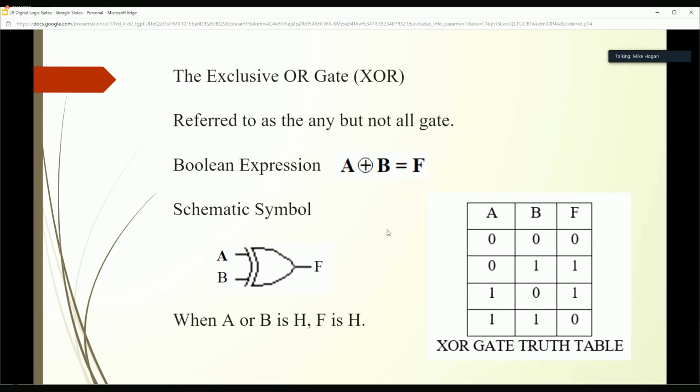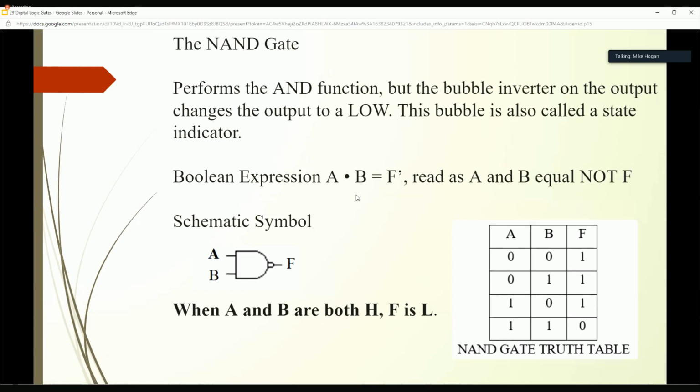If we look at our truth table, anytime I have a high, I'm going to get a high out, right? B was high, I get a high out on F. A was high, I get a high out. But when both are high, then I get a low out. I get a 0, right? So this was a gate where if either input is high, I get a high out. But if both are high, then I'm going to get a low out. So this is our exclusive OR, or XOR. We had a NAND gate.